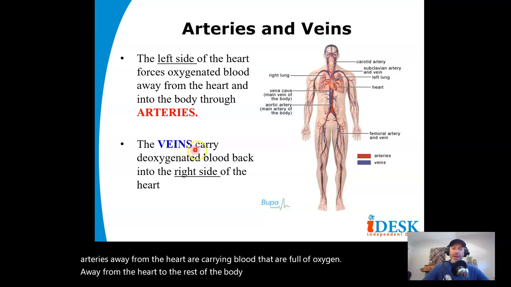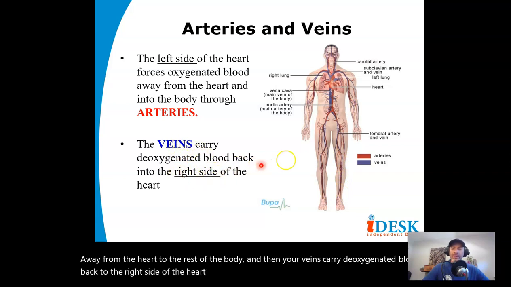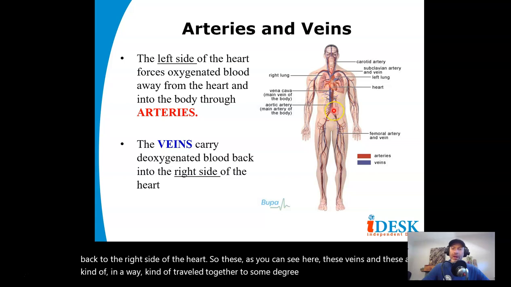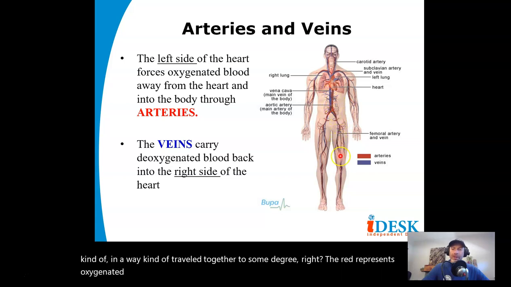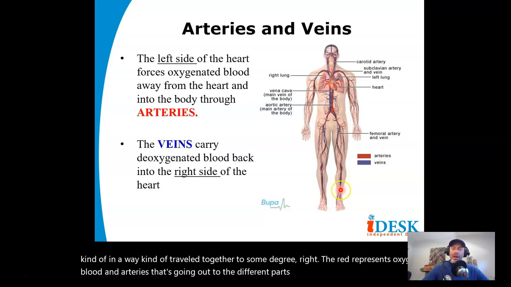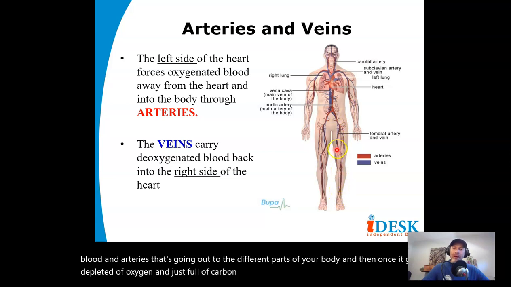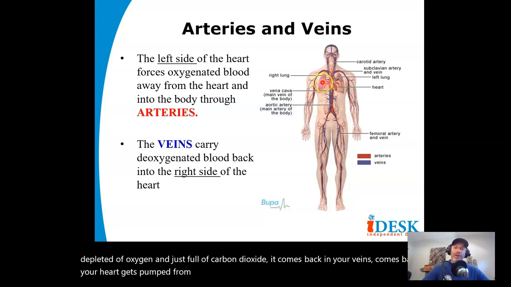And then your veins carry deoxygenated blood back to the right side of the heart. As you can see here, these veins and these arteries, in a way, travel together to some degree, right? The red represents oxygenated blood in arteries that's going out to the different parts of your body. And then once it gets depleted of oxygen and is full of carbon dioxide, it comes back in your veins, comes back to your heart, gets pumped from the heart to the lungs, right?